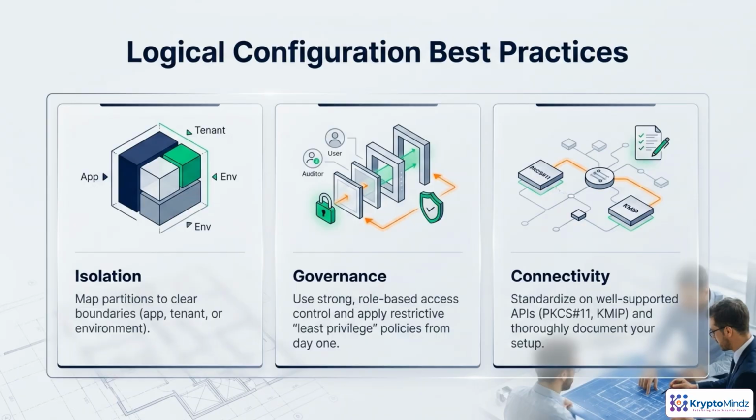To wrap up, focus on three habits for every HSM design. First, isolation. Align partitions with real-world boundaries like tenants, applications, or environments, and don't mix them just for convenience. Second, governance. Define roles clearly, enforce least privilege, and make sure every sensitive operation is attributable to both a person and a process. Third, connectivity. Use standard APIs such as PKCS#11 or KMIP, avoid one-off integrations, and document your assumptions so future changes stay controlled and auditable.